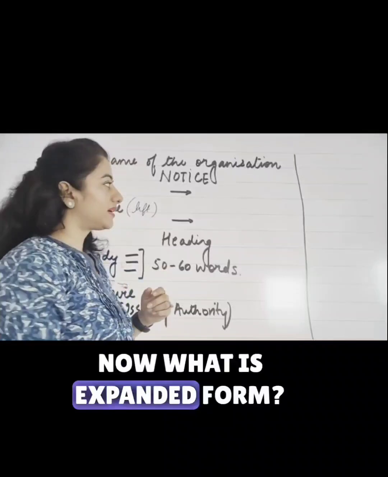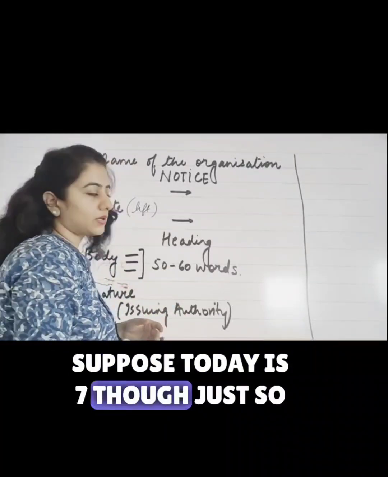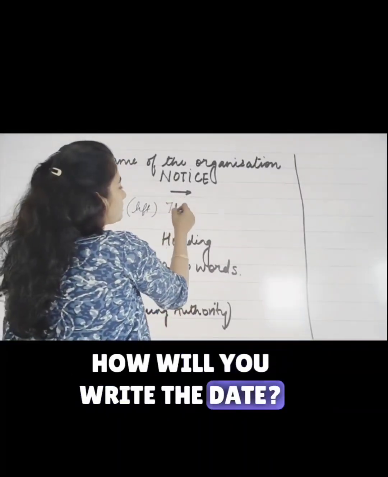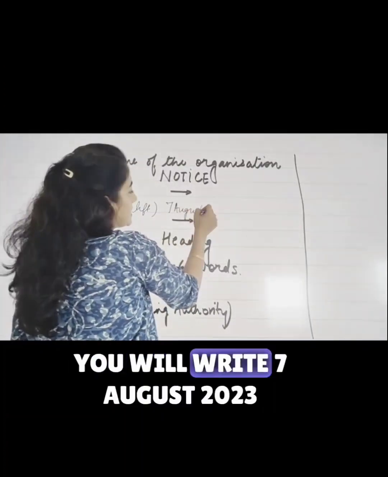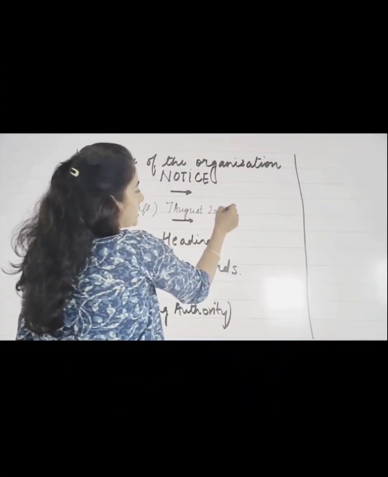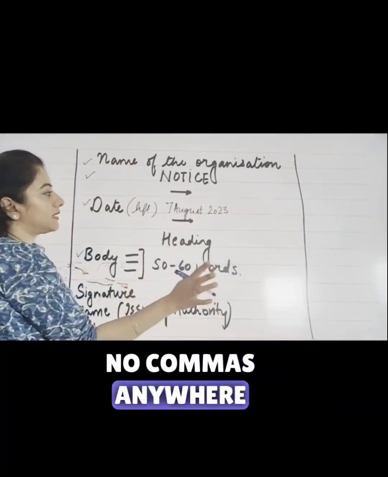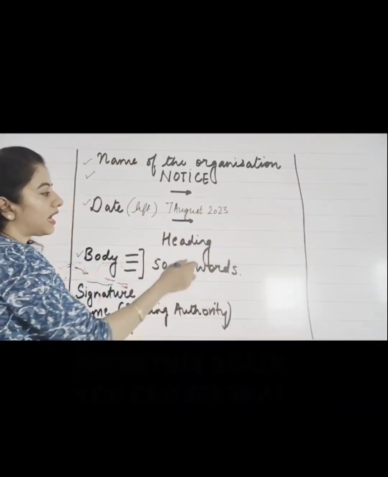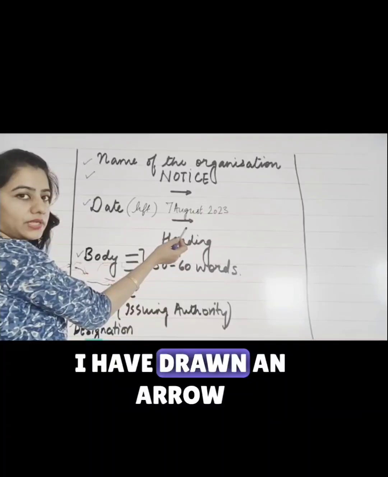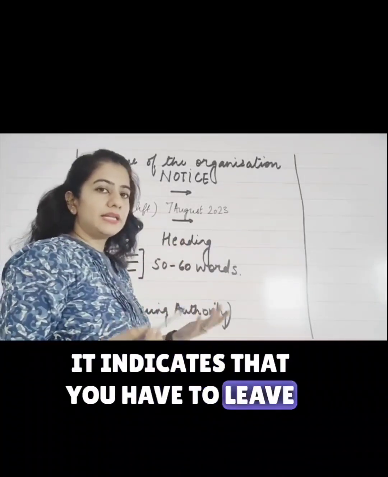Now what is expanded form? Suppose today is 7th August. So how will you write the date? You will write 7 August 2023. No comma anywhere. Nothing at all. No exponential, no commas anywhere. Just write it like this. After this, again you can see that I have drawn an arrow. It indicates that you have to leave a line.